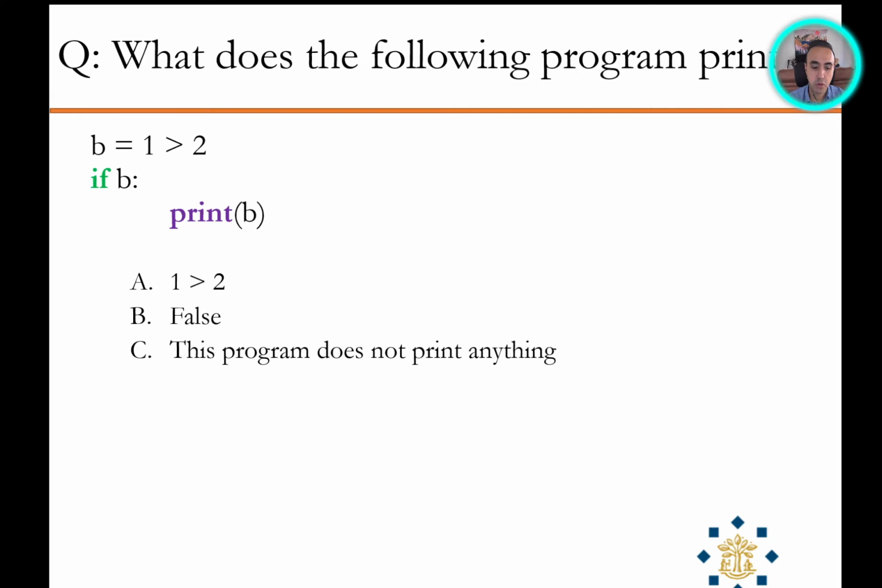So yeah, b equals 1 greater than 2. So we see an equal sign. Okay, whenever you see a single equal sign, it's not a double equal sign, you look at the right hand side first. So right hand side goes 1 greater than 2. So this is a proposition comparison operator. Is 1 greater than 2? No, false.